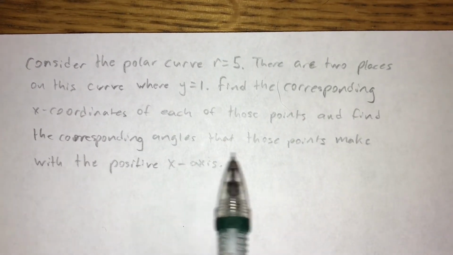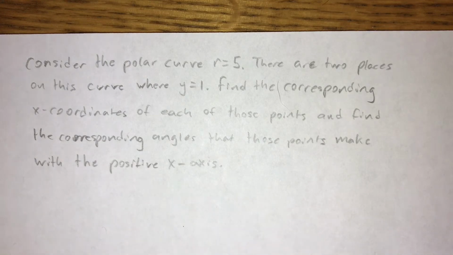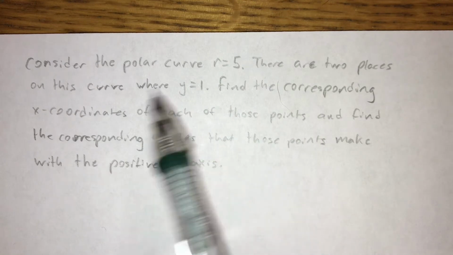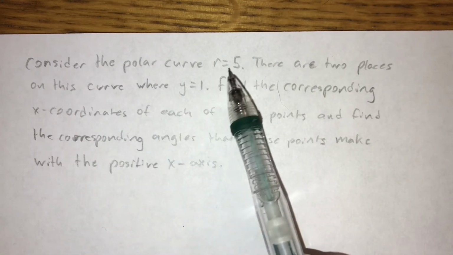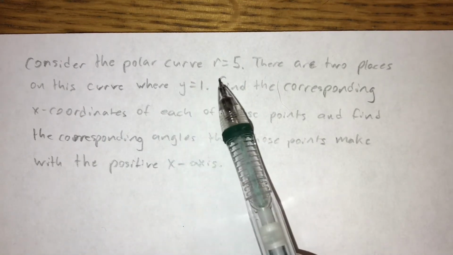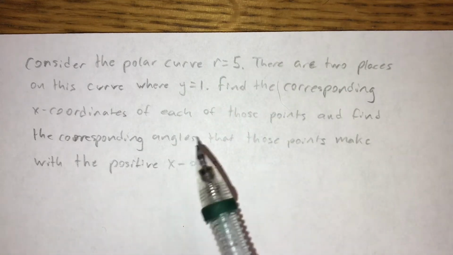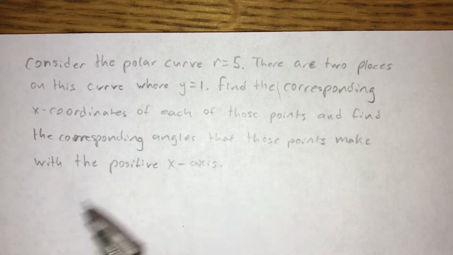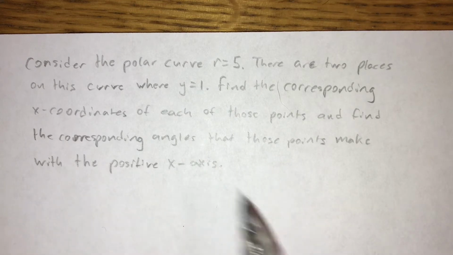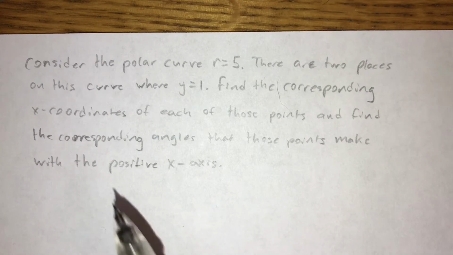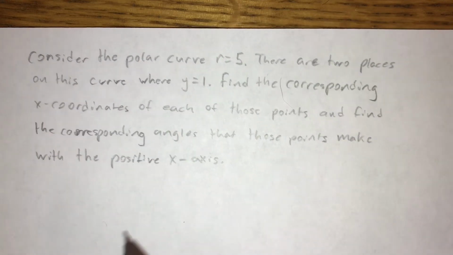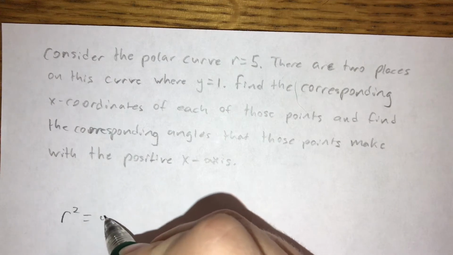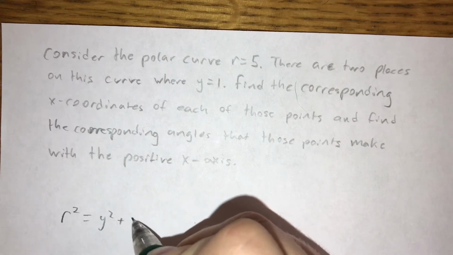Okay, so I'm going to be solving this problem here. We have to figure out the x coordinates where y equals 1 on the polar curve of r equals 5, and then we have to find the angles that correspond to those points. And so here we know that r squared equals y squared plus x squared.